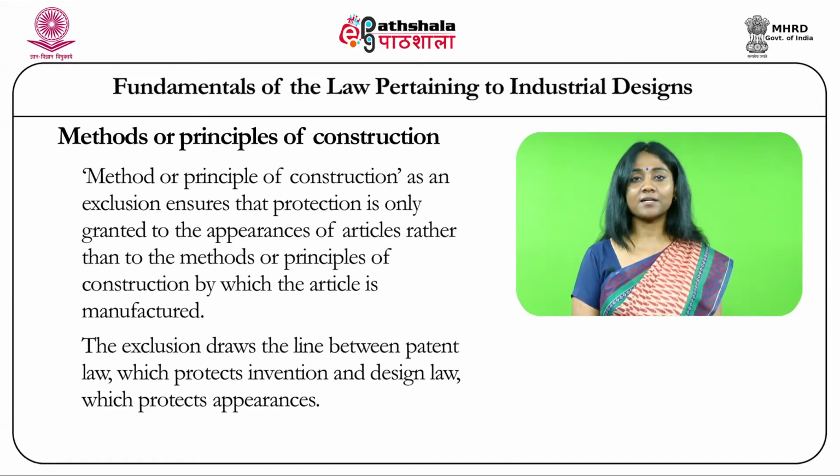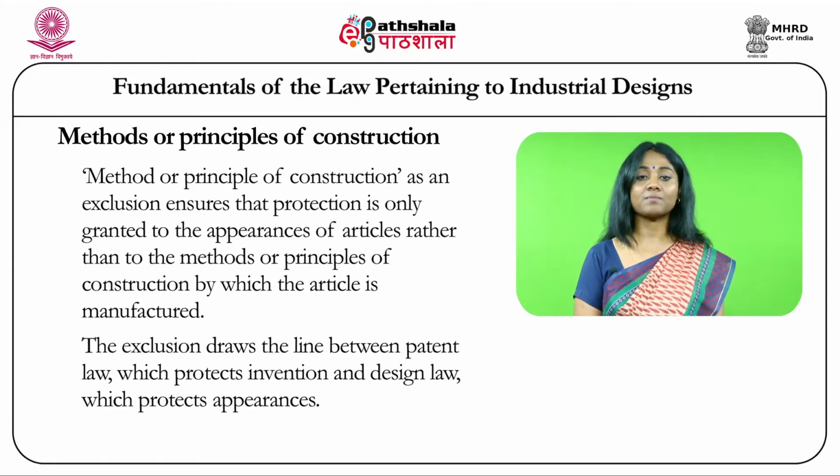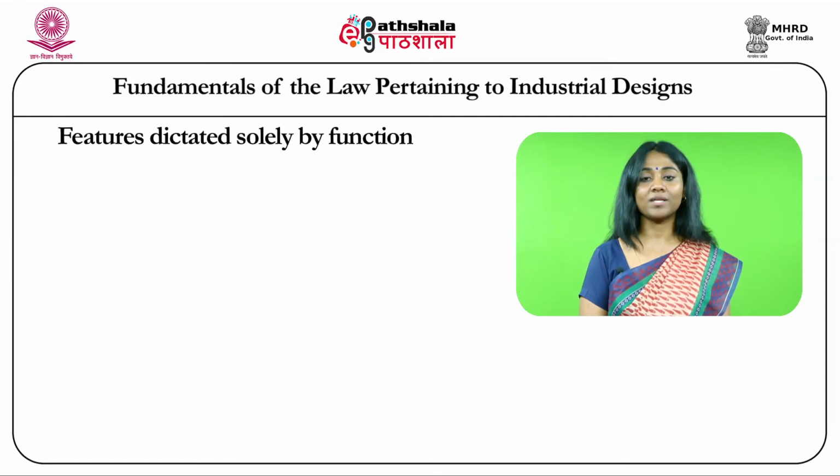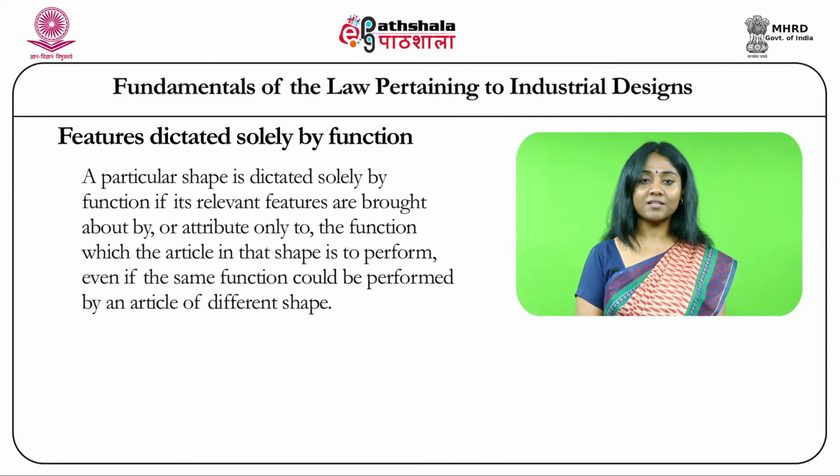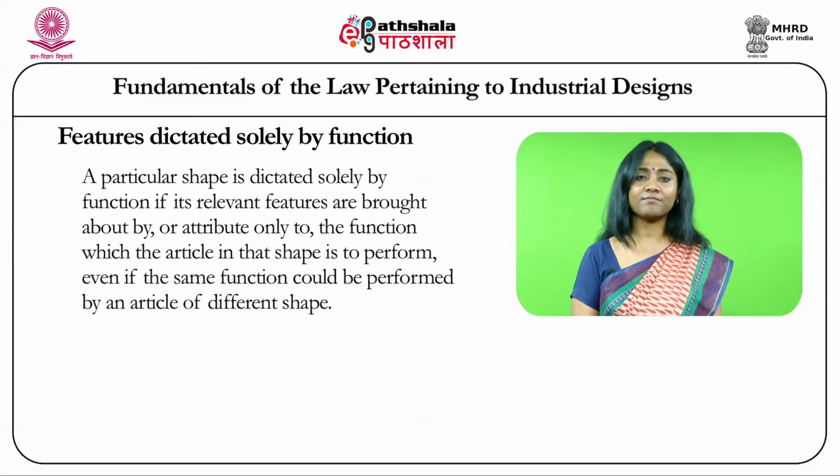The next factor which leads to exclusion of subject matter is features dictated solely by function. So a particular shape is dictated solely by function if its relevant features are brought about by or attributable only to the function which the article in that shape is to perform, even if the same function could be performed by an article of a different shape; it would lead to non-protection.